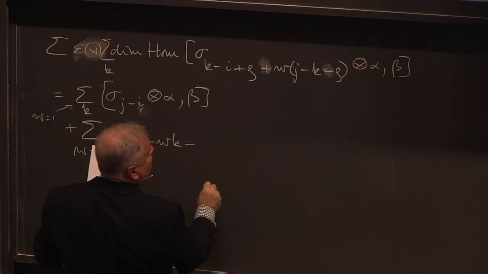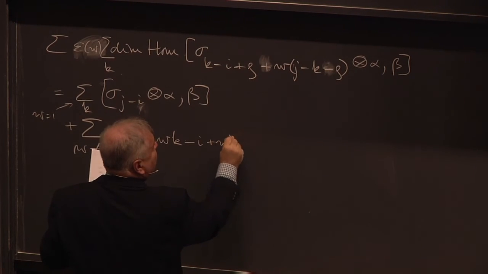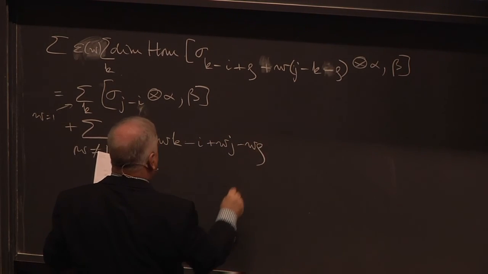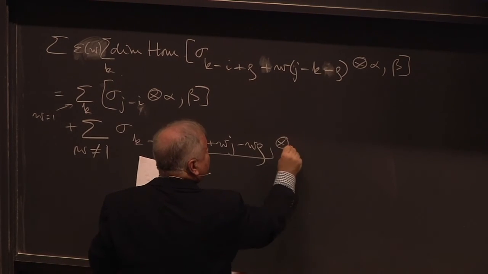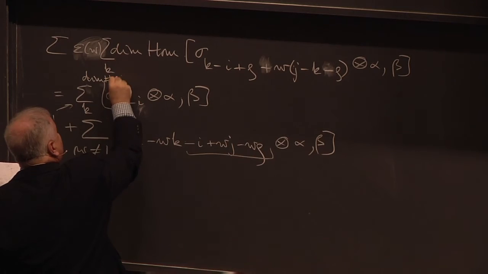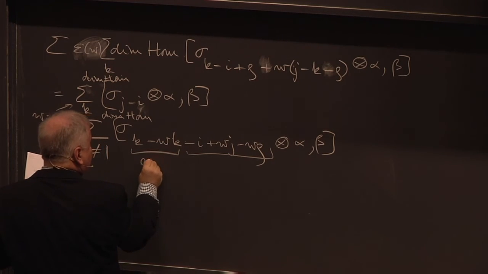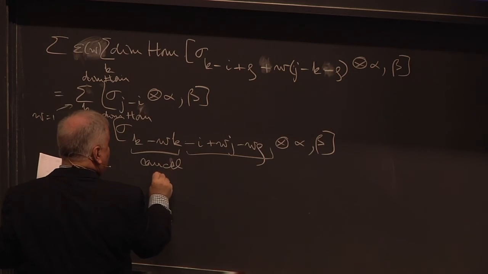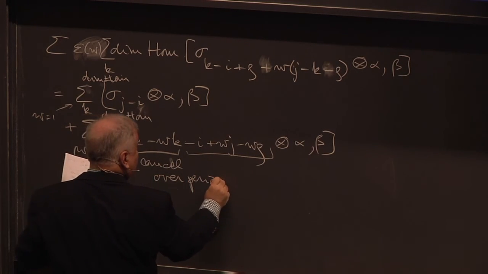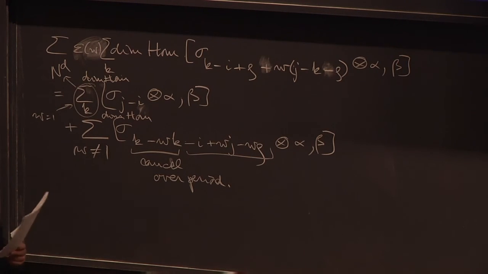minus I plus, so we have a lot of things here, plus WJ minus W rho, and they don't matter, tensor alpha to beta, they don't matter, and this is here the dimension of home, and here also the dimension of home, and these don't matter because this would cancel. Cancel over period. And this sum over k, this is going to be n to the power d. Because k doesn't appear. Yes, so we have finished. We have finished the proof.